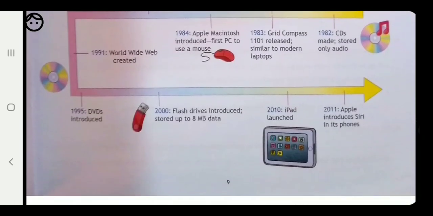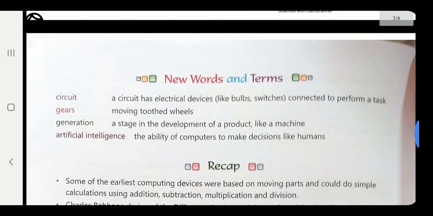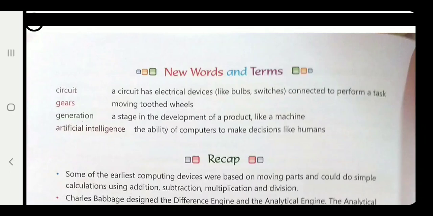And now when we come to today's scenario, we have the iPad, and Apple introduced many new features that make it very easy for a user to use the system. Some of the new words and terms are here: circuits, gears, generation, artificial intelligence. Circuits: a circuit has electrical devices like we find in switches and bulbs. Gears: moving wheels. Generation: a stage in the development of a product like a machine. Artificial intelligence: the ability of a computer to make decisions like humans.